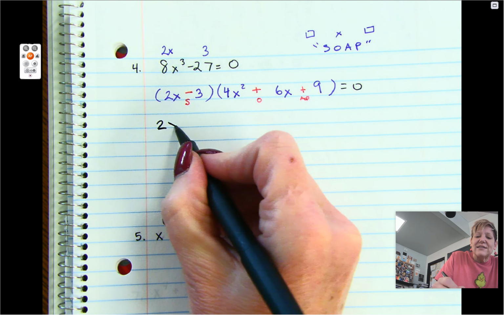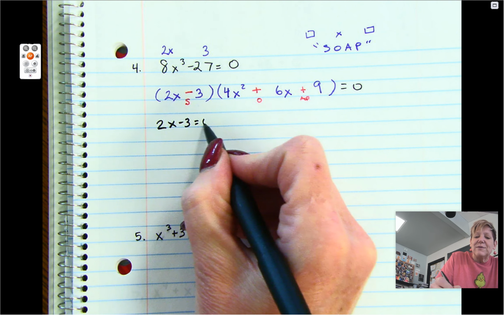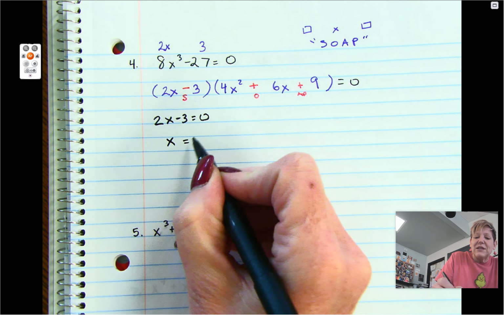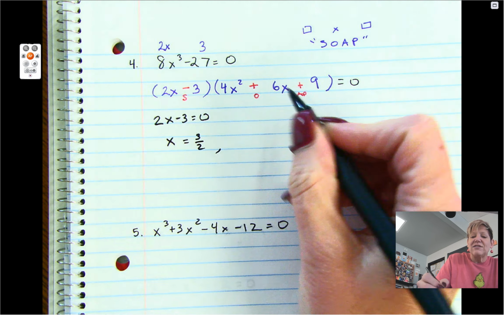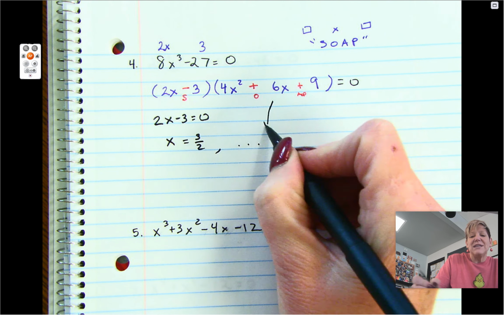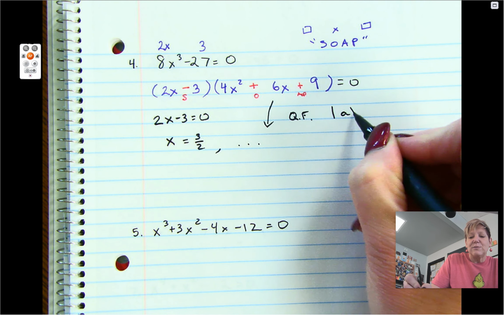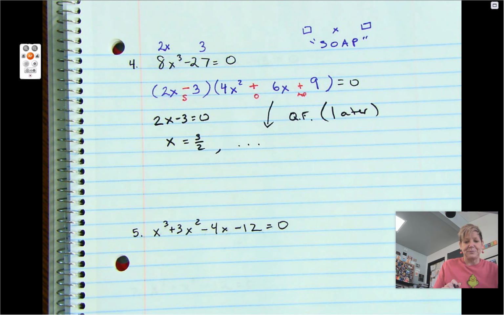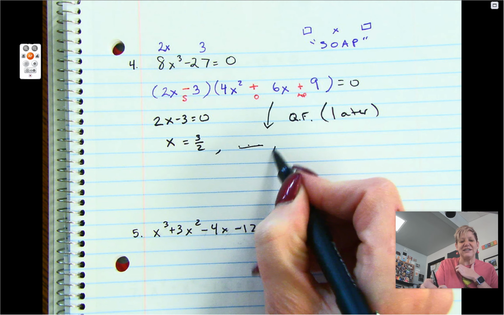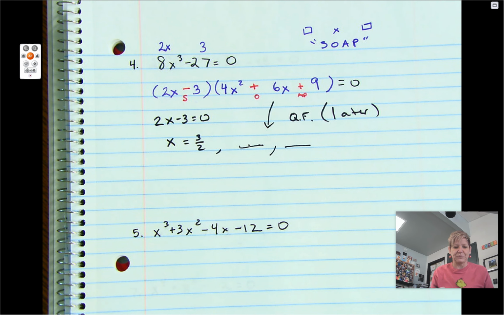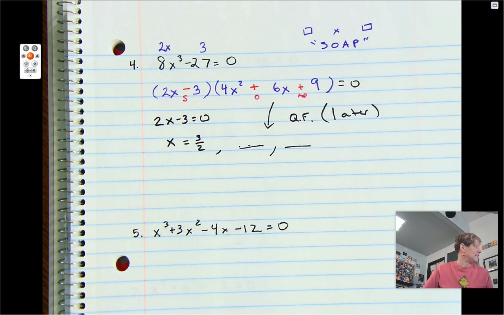So 2x minus 3 equals 0. So x is going to be 3 halves. And it's also going to have 2 answers here from this guy using the quadratic formula, but we'll do that later this week. Okay? So we would have another answer here and another answer there. All right, let's take a look at our next example.